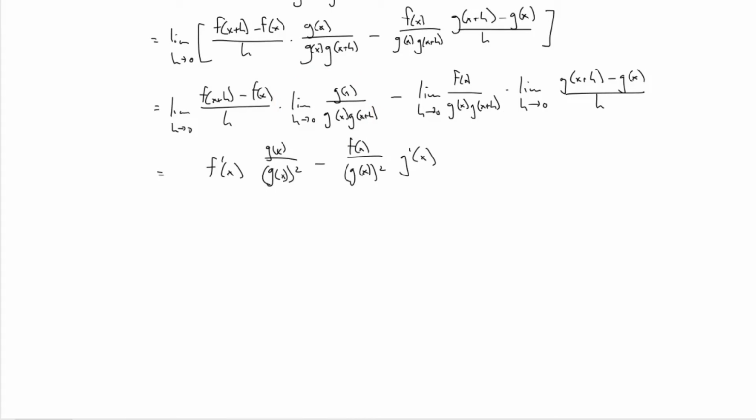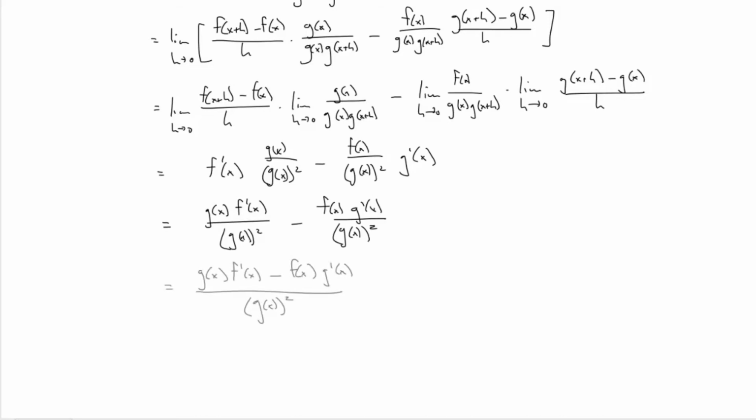And if you've been wondering why I didn't cancel the g of x in the numerator with the g of x in the denominator in this thing right here, it's simply because I'm going to want to combine these two fractions, and in order to do that, I'm going to need common denominators, and the common denominator is going to be g of x squared. And writing my two fractions like this, I finally come up with an answer.